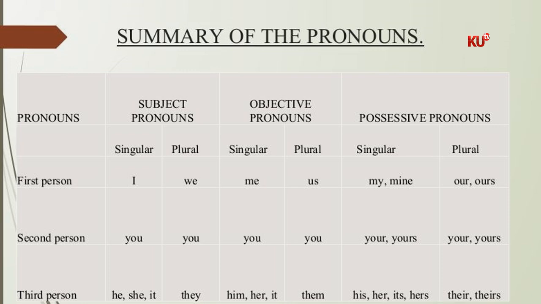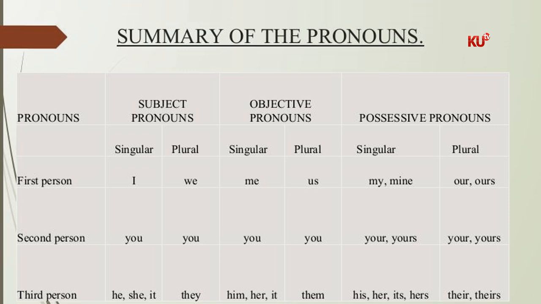The next column we have object or objective pronouns, and these are pronouns that are used in the place of an object. For singular first person, we have me, then plural first person, we have us. Second person singular, we have you. Second person plural, we also have you. Then third person singular, we have him, her, and it. Third person plural, we have them.